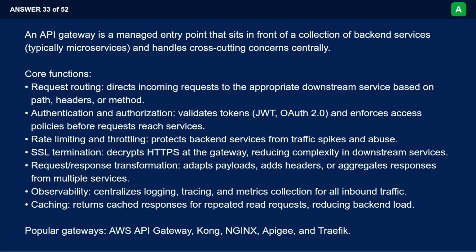Request/response transformation. Adapts payloads, adds headers, or aggregates responses from multiple services. Observability. Centralizes logging, tracing, and metrics collection for all inbound traffic. Caching. Returns cached responses for repeated read requests, reducing backend load. Popular gateways: AWS API Gateway, Kong, Nginx, Apigee, and Traefik.